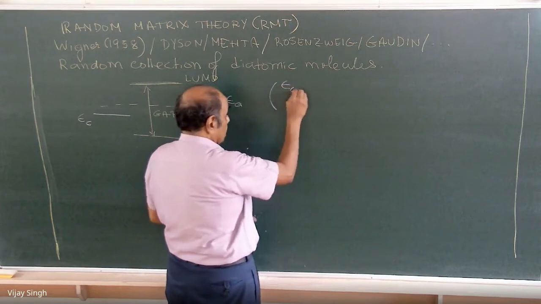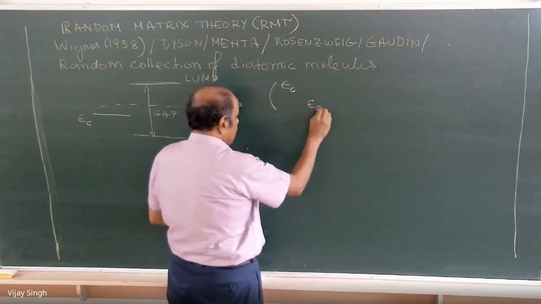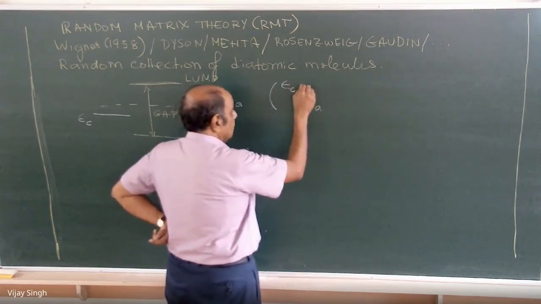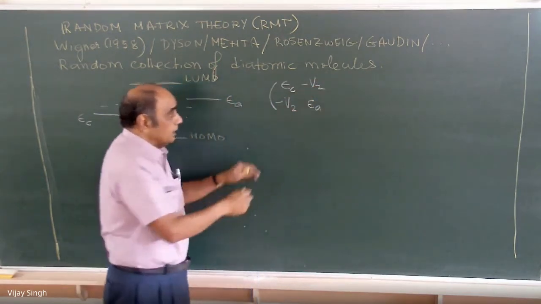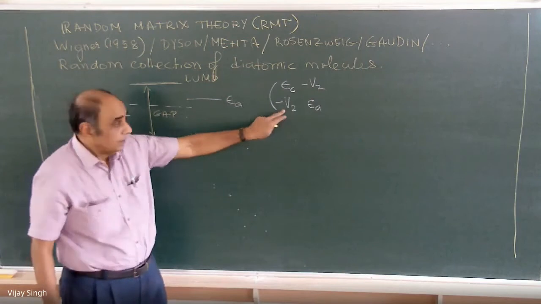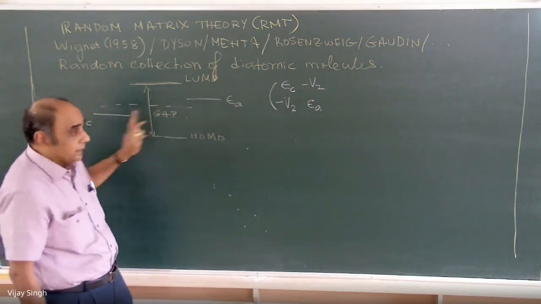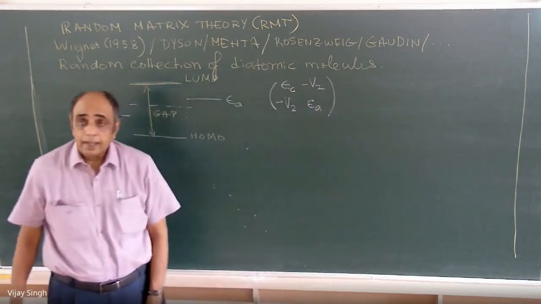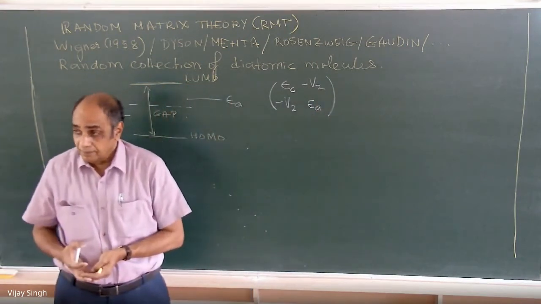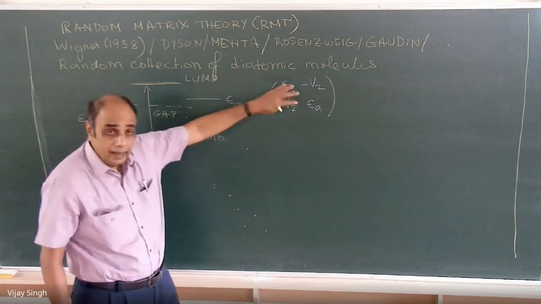Epsilon, and then you'd have, say, minus V2, which is what is called the covalency term, which links the anion to the cation. Okay. And you have a 2x2 matrix. So your quantum mechanical problem is very simple, and you try to diagonalize it.